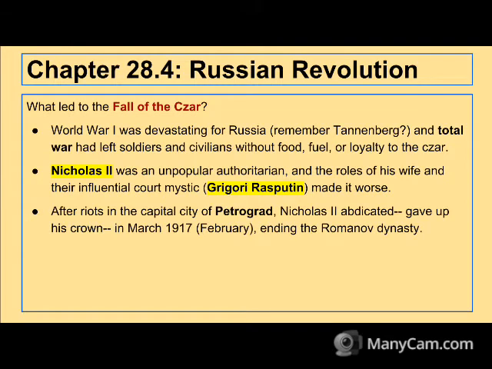In 1917, the people of Russia rioted in the capital city of Petrograd, and Tsar Nicholas II gave up his throne. He abdicated, which is the word that means to surrender your crown or give up your throne. In March of 1917, it's February by the calendar that the Russians were using at the time, and that is known as the February Revolution. It brought an end to the Romanov dynasty, which had been in power. That Romanov family had been in power in Russia for on the order of 300 years.